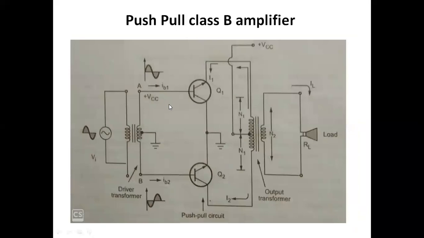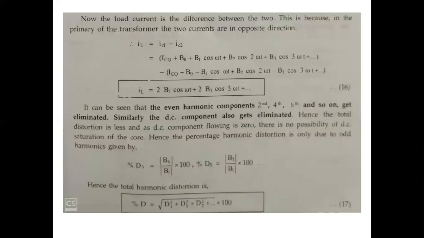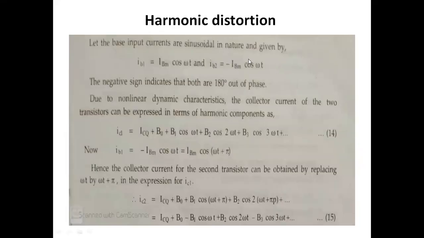This is the push-pull configuration. If you apply a positive input signal, it passes exactly to transistor Q1 as a positive half cycle. That is, at point A we get the positive half cycle only. But at point B it is shifted as a negative half cycle because of this center tapped transformer. So the expressions are IBM cos omega t for the first transistor and minus IBM cos omega t for the second transistor.